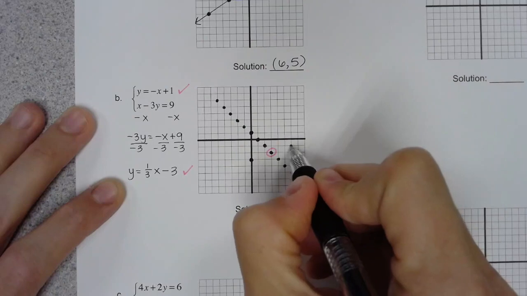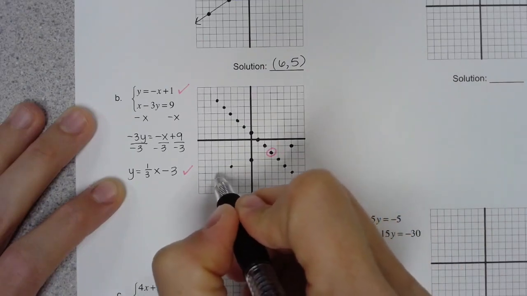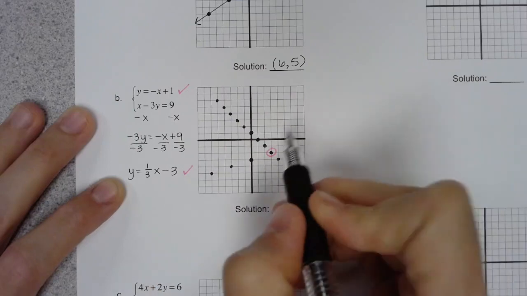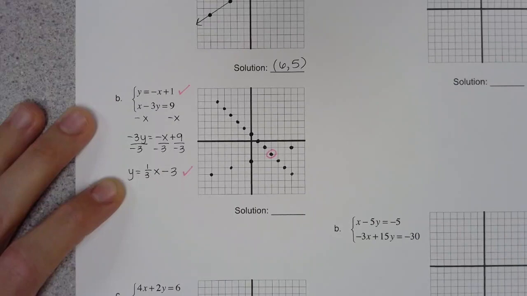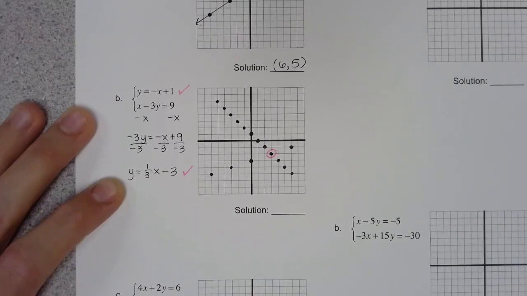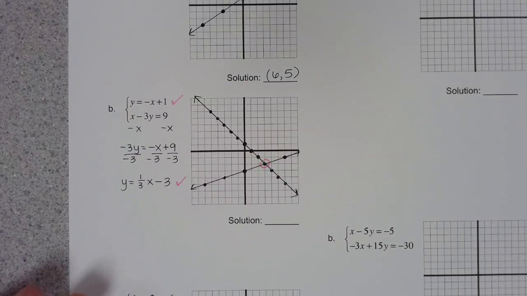You can put another point or two on the graph just to see and continue the pattern so that you can see where the graph goes. But this point right here is the point where the two lines cross. So you'll use a ruler or a straight edge to draw the lines through each of the sets of points. And then remember, your solution to the system is the point where the two lines cross.